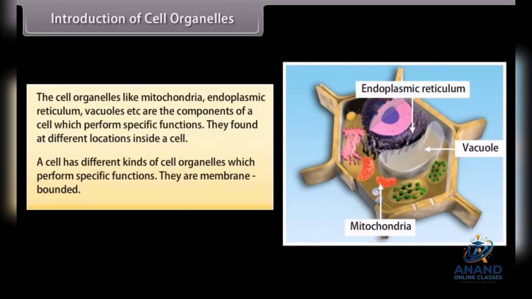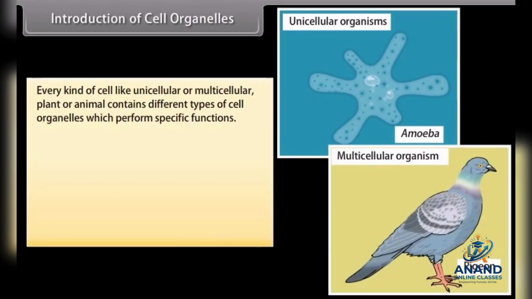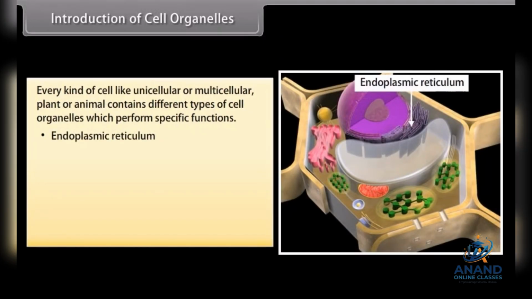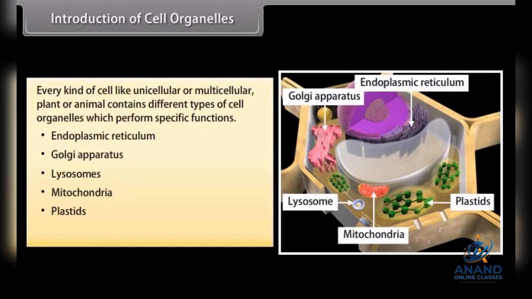They are membrane-bounded. Every kind of cell, like unicellular or multicellular, plants or animal, contains different types of cell organelles which perform specific functions. Endoplasmic reticulum, Golgi apparatus, lysosomes, mitochondria, plastids and vacuoles are some examples of these cell organelles. Now let us know their structure and functions in detail.